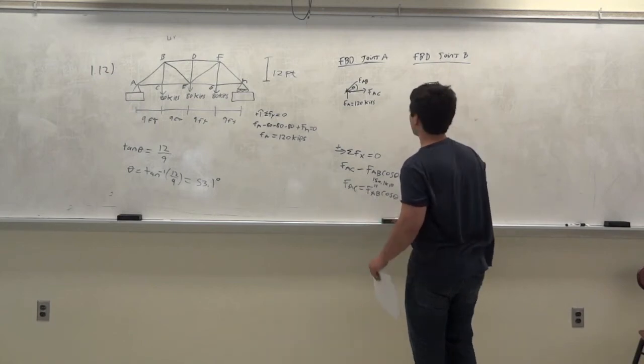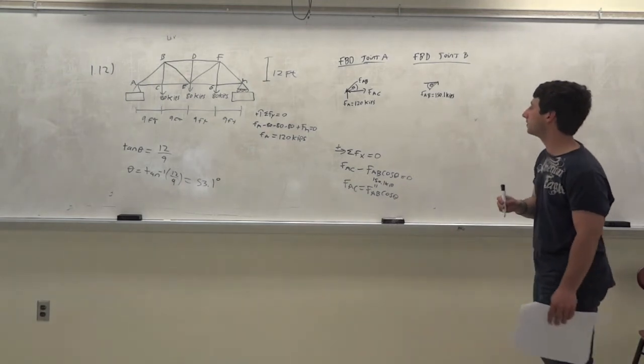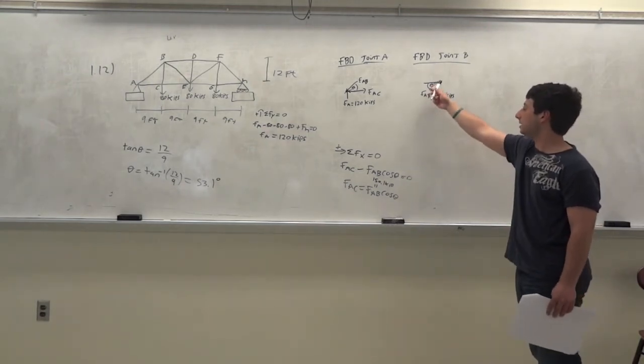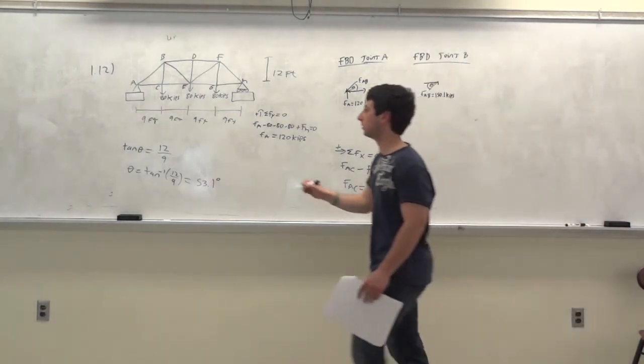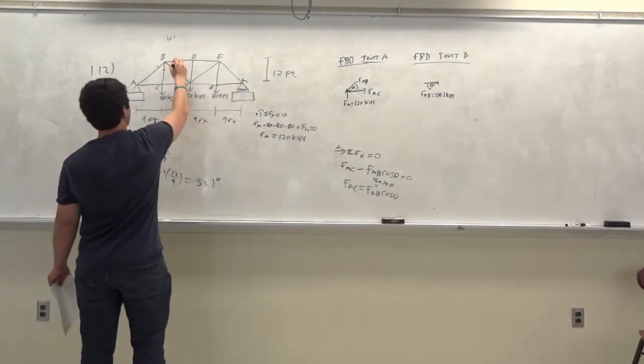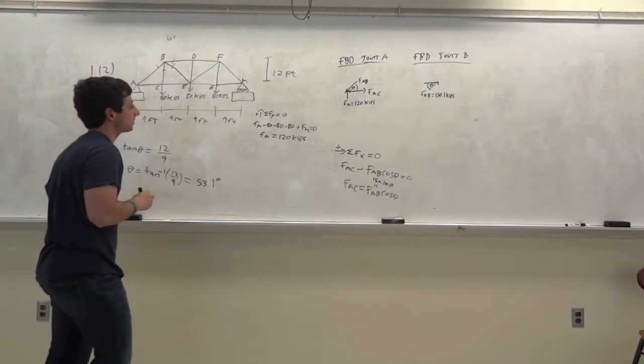Okay, so what other forces do you have? So you have FAB going into the joint. What do you have? What else? We're cutting it all here. So it's cut, cut, cut, cut. So what do you have?